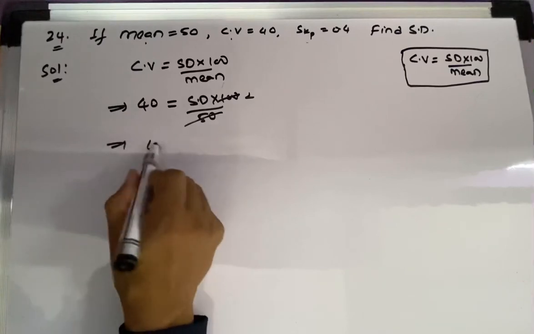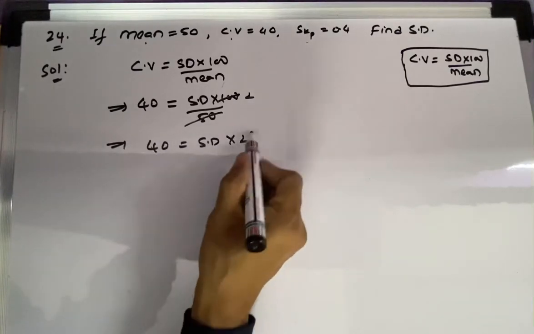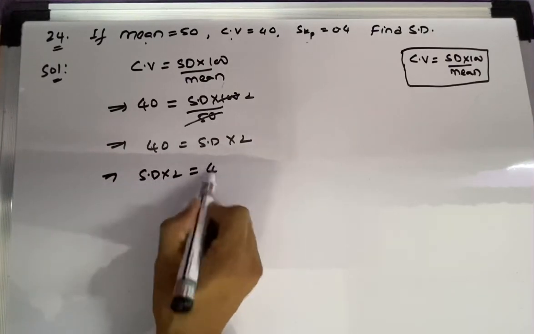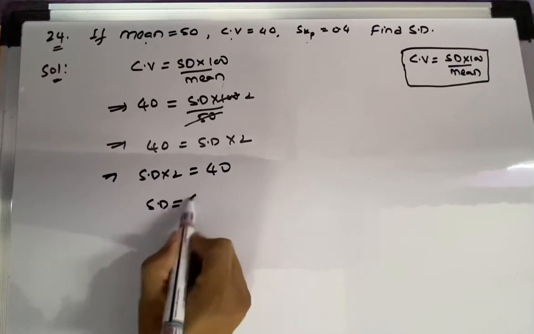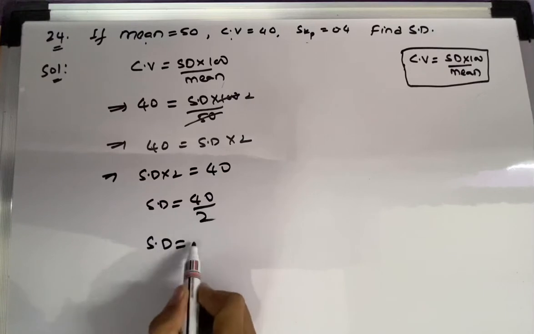And this becomes 40 equals standard deviation into 2. Now standard deviation into 2 is equal to 40. What is the standard deviation? 40 divided by this 2, which goes to the denominator. So the standard deviation will be 20.